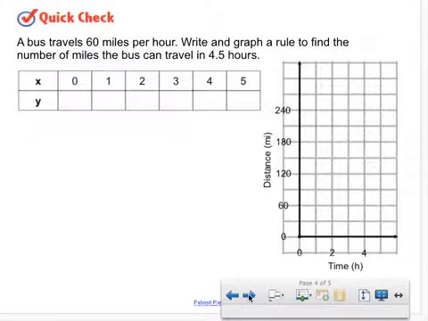A bus travels 60 miles per hour. Write a graph and a rule to find the number of miles the bus can travel in 4.5 hours. So now what we're going to do is use our graph to figure out, well, this is what I have in the table. How can I estimate the values in between? Do you guys understand? So first of all, what is my function going to look like? What's my function? Who's got it? Alexis, what do you got?